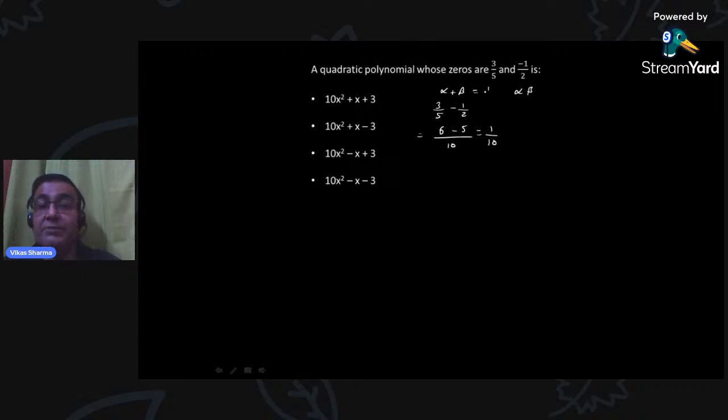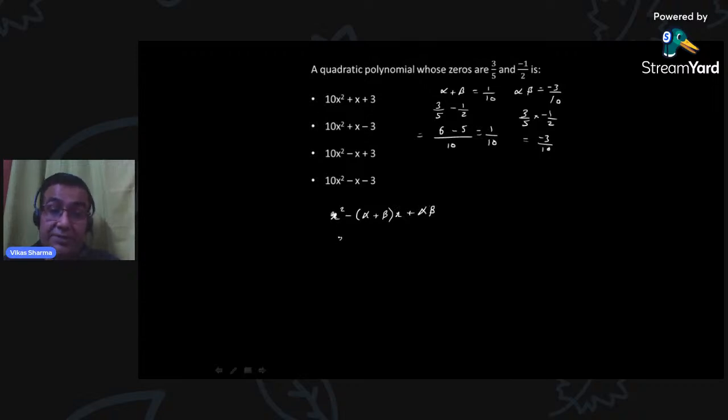So alpha plus beta is 1 upon 10, and alpha beta will be 3 upon 5 into minus 1 upon 2. So that gives us minus 3 upon 10. So alpha beta is minus 3 upon 10. And we know that the polynomial can be written as x square minus alpha plus beta times x plus alpha beta. So we can just write it as x square minus 1 upon 10 x plus alpha beta. Alpha beta is minus 3 upon 10, so we get minus 3 upon 10 is equal to 0.